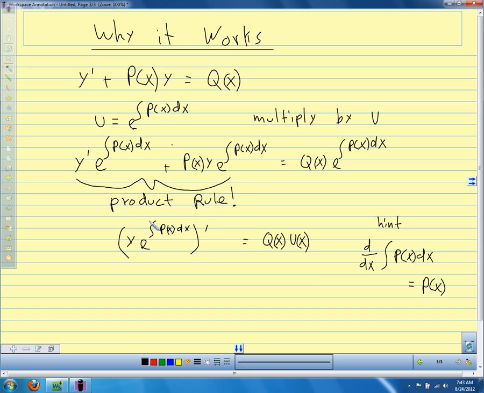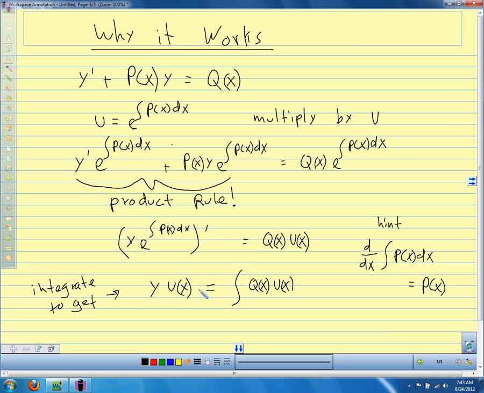So now to solve this equation, I have on the right just a function of x, and on the left I have a derivative. So I can integrate both sides. When I integrate both sides, I get y times u of x equals the integral of q of x u of x. So we integrate to get this, divide both sides by u of x, and I have the formula that we just talked about.